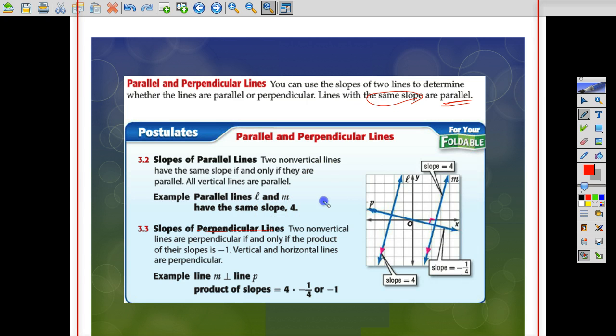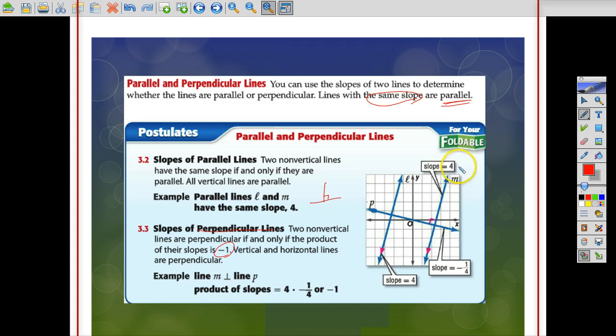Slopes of perpendicular lines. Perpendicular means they cross each other at a 90-degree angle. Two non-vertical lines are perpendicular if and only if the product of their slopes is negative 1. So if you have a line M that's perpendicular, that symbol here means perpendicular to line P. So line M and line P, if they're perpendicular, their product of the slopes will equal negative 1. So 4 times negative 1 over 4 equals negative 1.